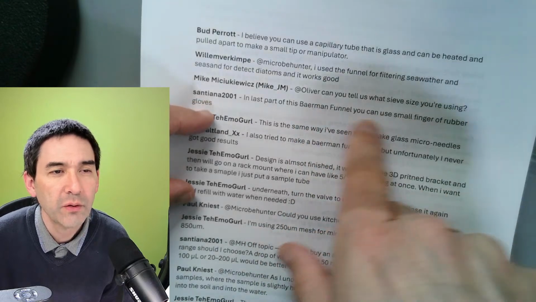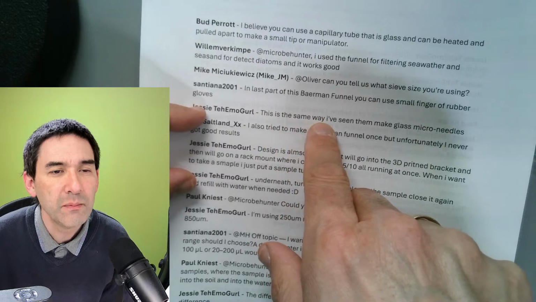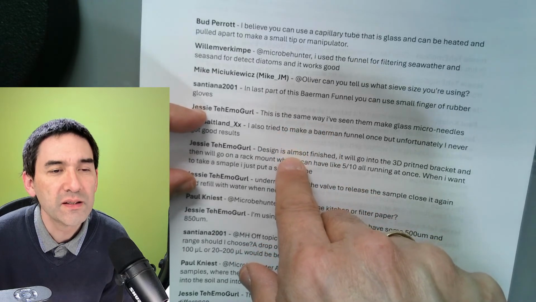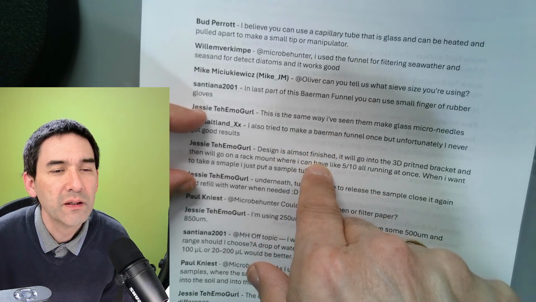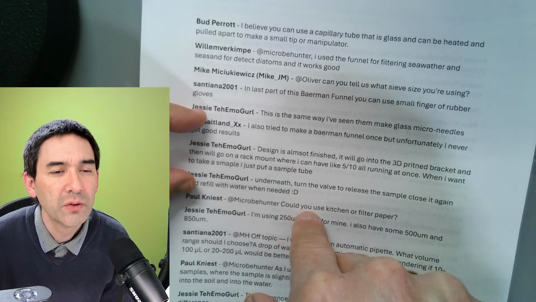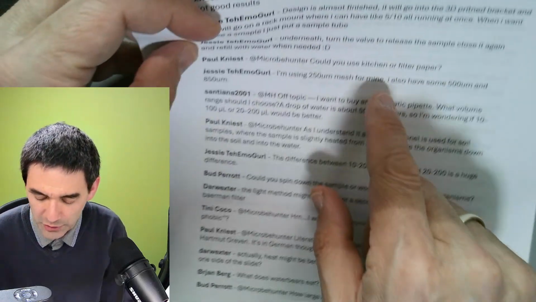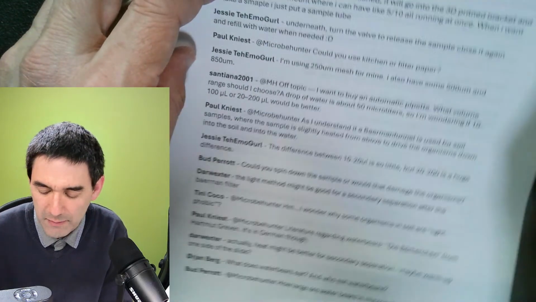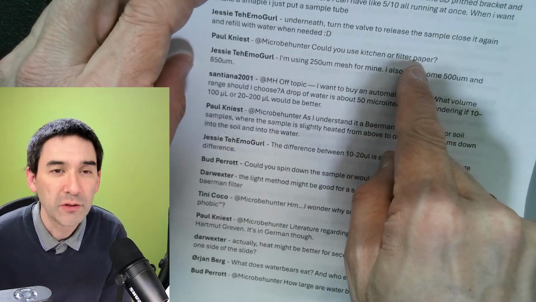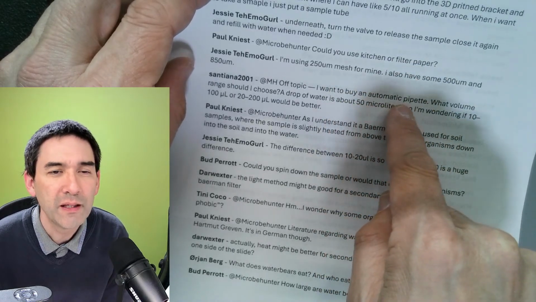Okay, finger or rubber gloves. Yes, I read already that. It's the same. I quickly skimmed through the whole thing. Okay, underneath, turn the valve. Could you use a kitchen or filter paper? Again, filter paper probably not, because maybe for bacteria and other smaller microorganisms, nematodes maybe, but maybe not the larger ones.